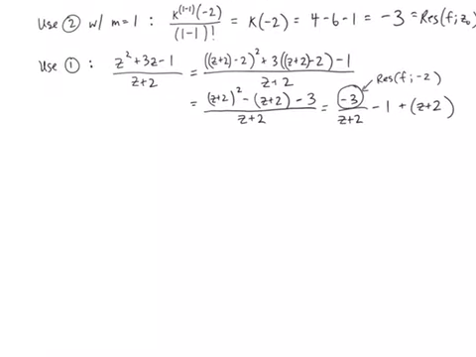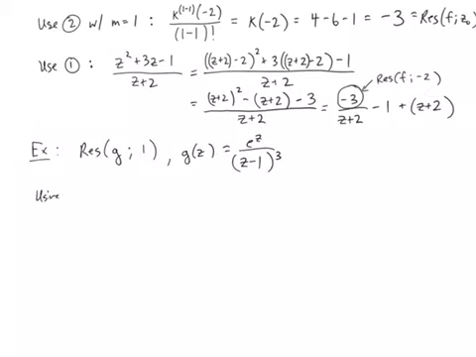And the next example will be another fairly easy one. We're going to look for the residue of g at the point 1, where g(z) is equal to e^z over (z − 1)³. And so in this one, let's use the first method first. We'll just write down the power series expansion.